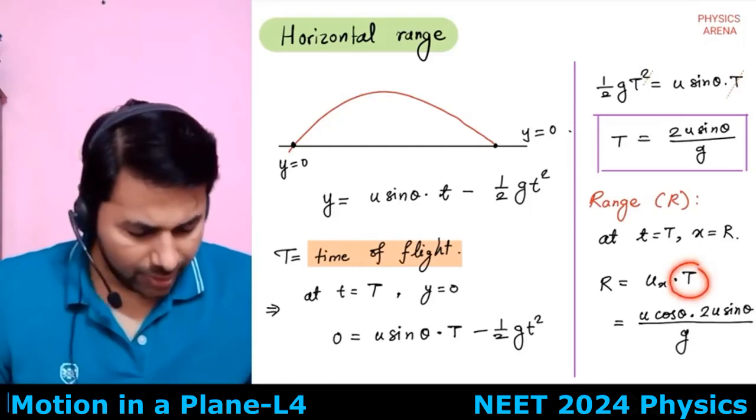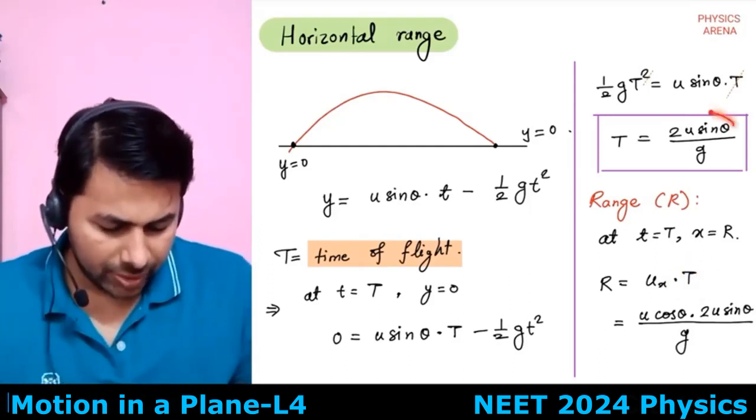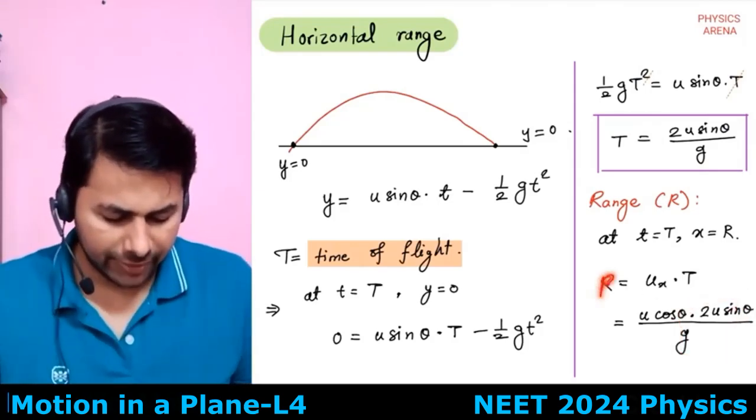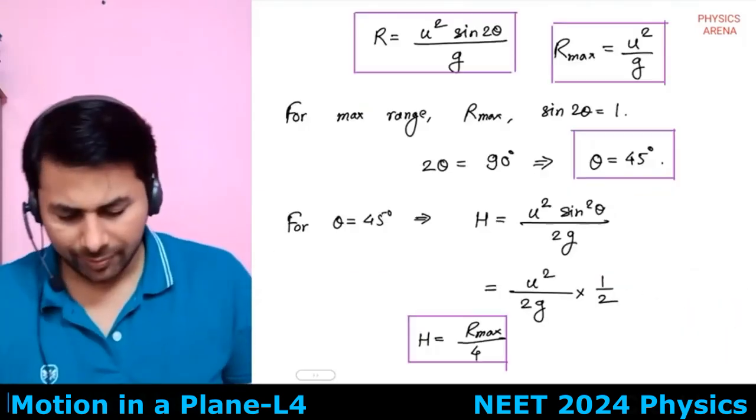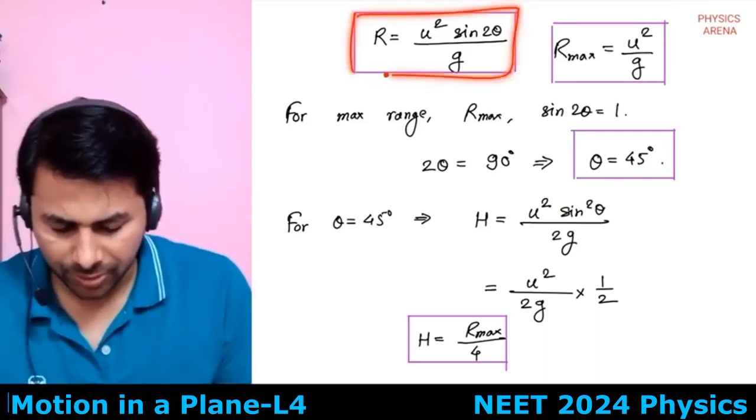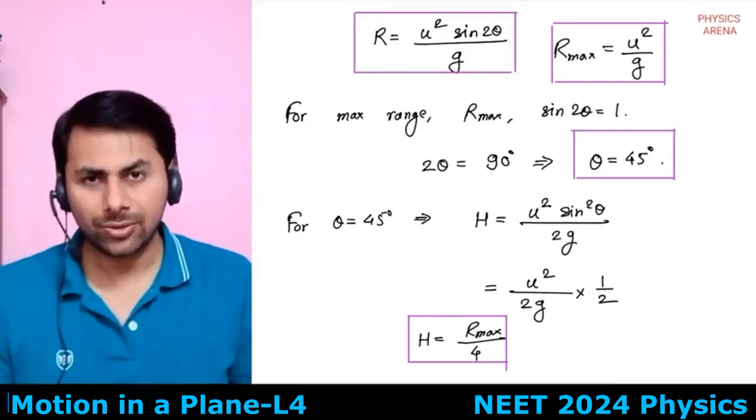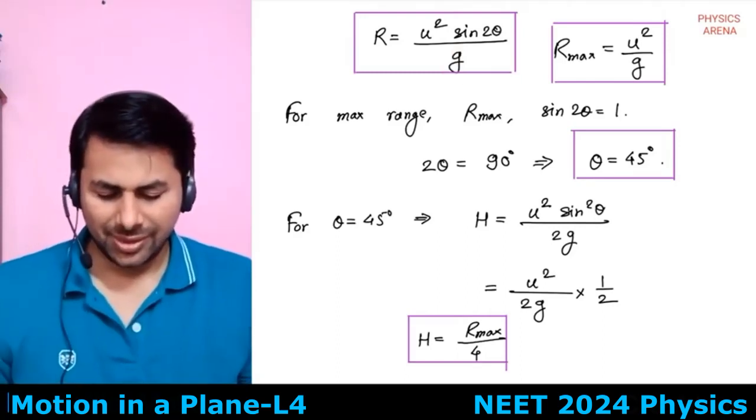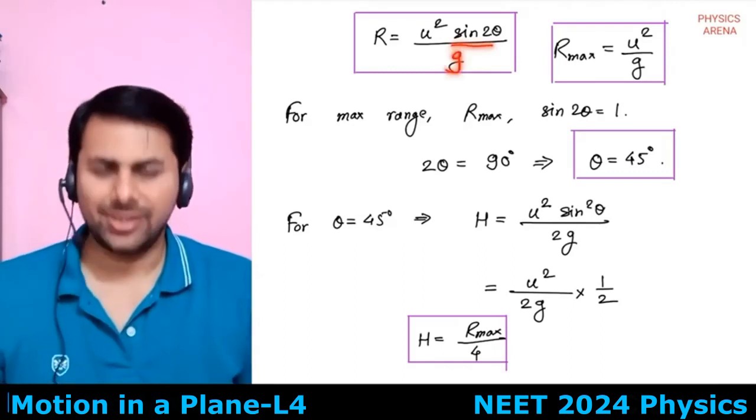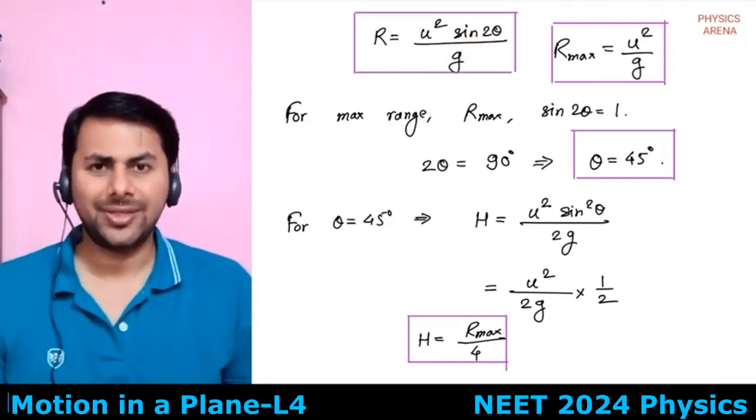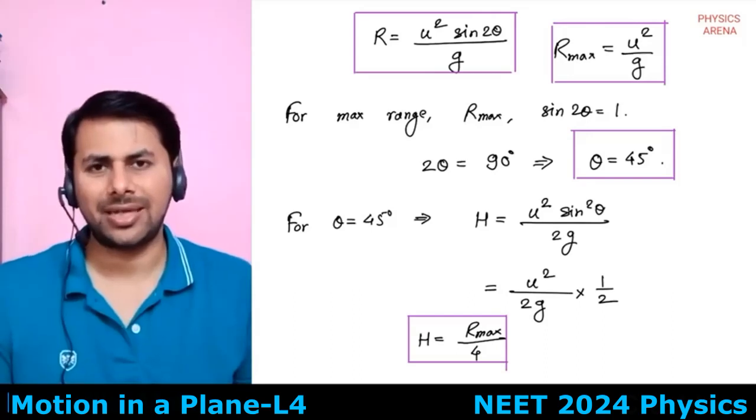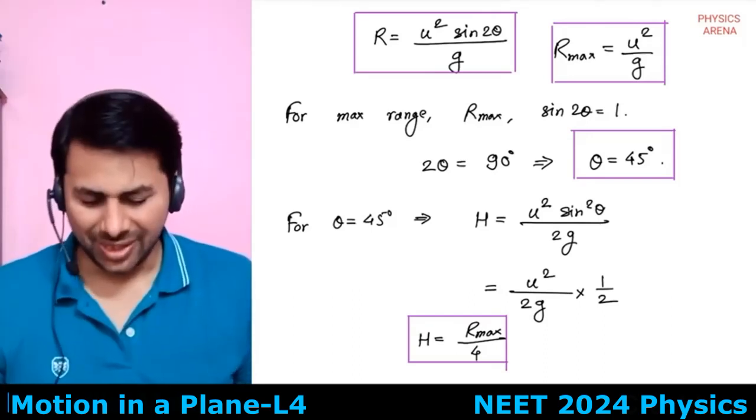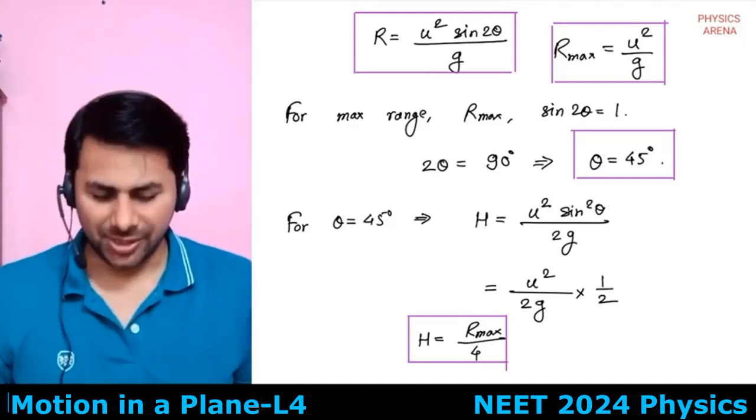All right, so if you substitute that, t is equal to 2u sine theta upon g. If you substitute that, you will get the equation for the range of projectile, and that equation for the range of projectile is u square sine 2 theta upon g. Okay, so u square sine 2 theta upon g is the range, and how much is the maximum height? It is u square sine square theta upon 2g.